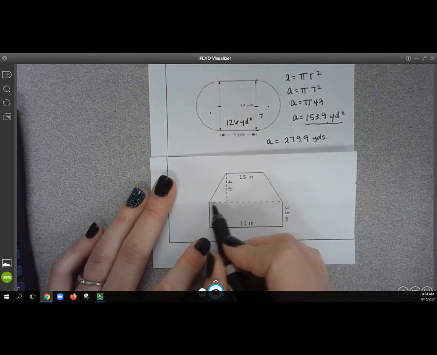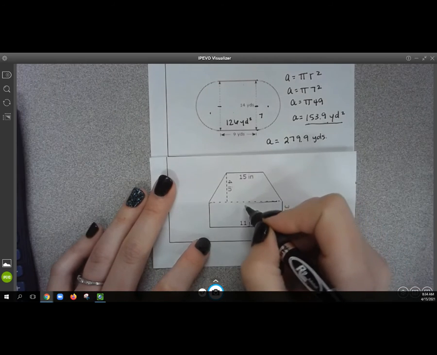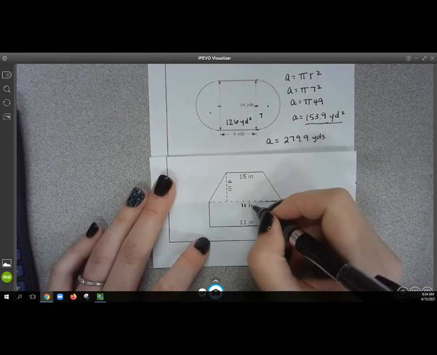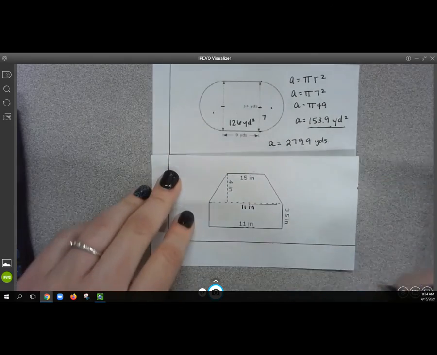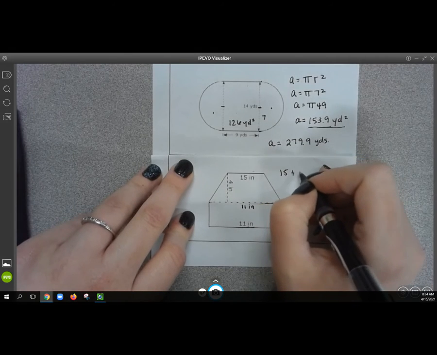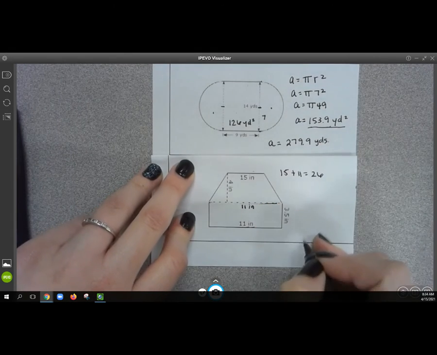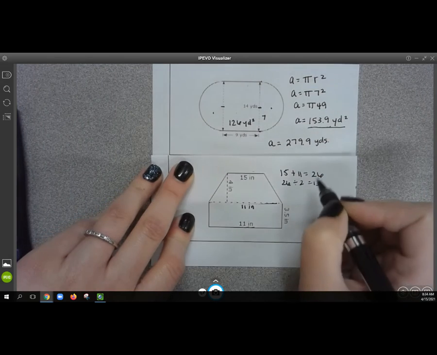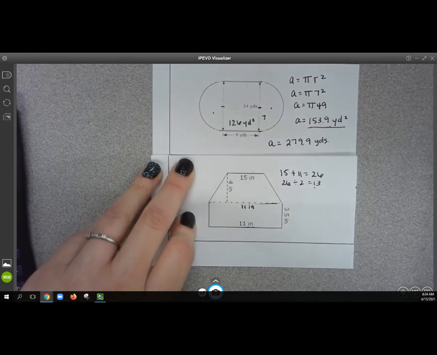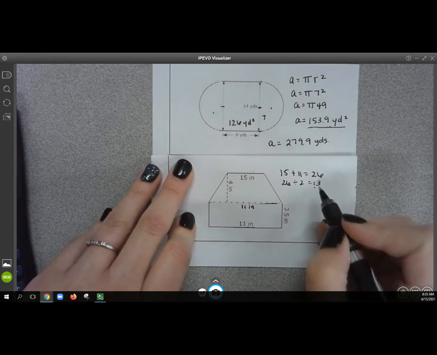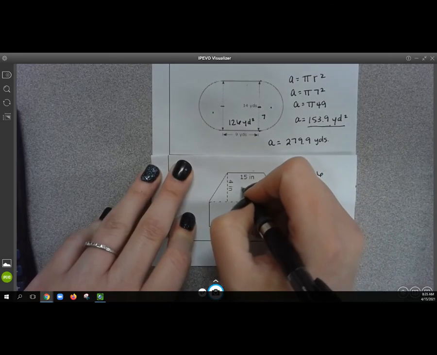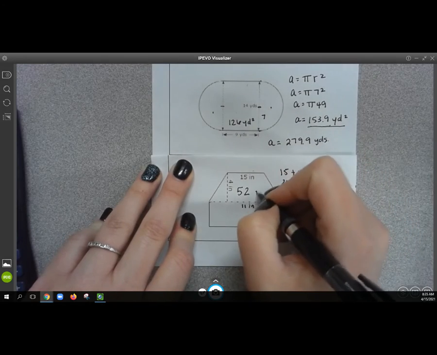We know that this side and this side are going to be equal to each other. So we have 11 inches. So then we have to find the average of the two bases for our trapezoid. We would do 15 plus 11 equals 26. Then 26 divided by 2 equals 13. So that's what we're going to use as the base when we find the area of this shape. We would do 13 times 4 to get the area. We're treating it like that rectangle because it is a quadrilateral. And we would get 52 square inches.